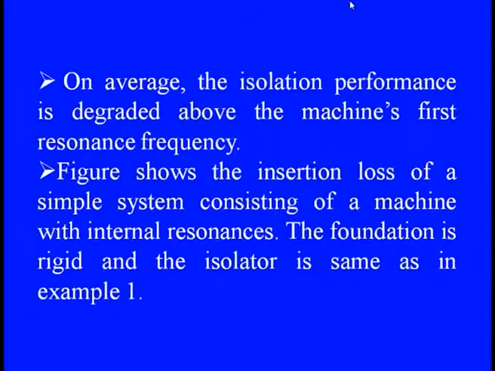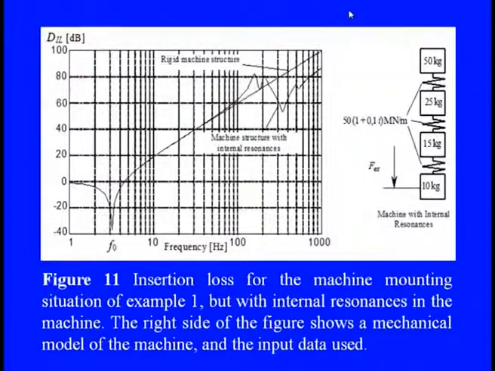So the insertion loss for this flexible machine can also be seen in that particular diagram with the internal resonances, even when the foundation is rigid and the isolator is the same as we adopted. So this diagram is clearly showing how the insertion losses are being varied for the machine which is mounted on even the elastic mountings, but with the internal resonances in the machine, there is a greater affected area at the lower frequency, and on the right hand side we can see how the arrangements are there.